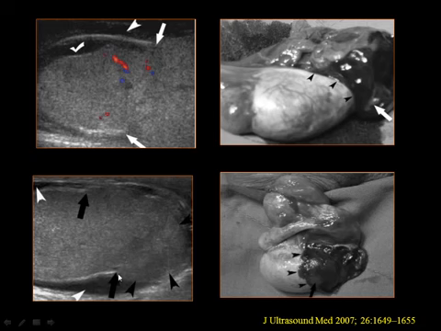Another example of testicular rupture. In this area we can see loss of the tunica albuginea and extruding heterogeneous, less echogenic lesions. And this image of surgery confirms what is seen on ultrasound.